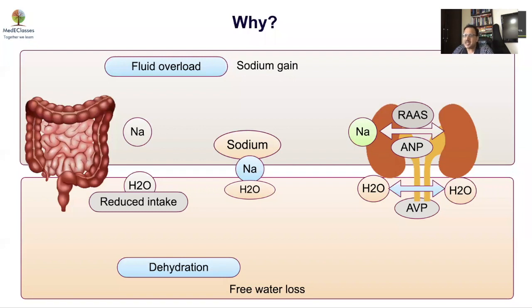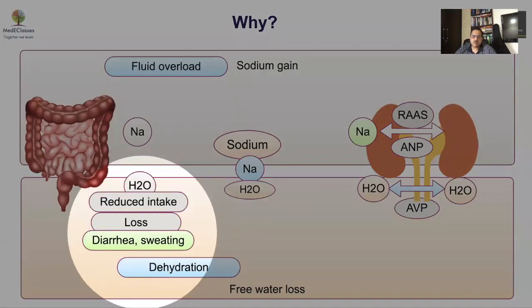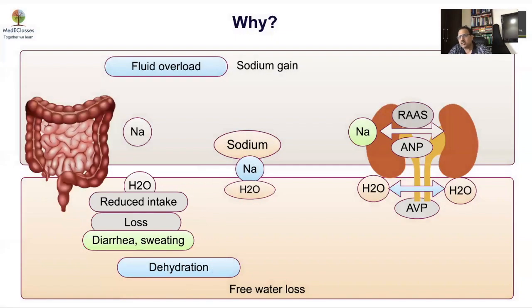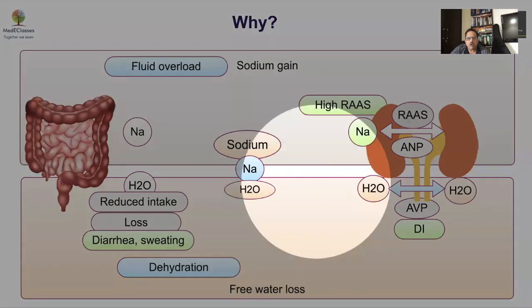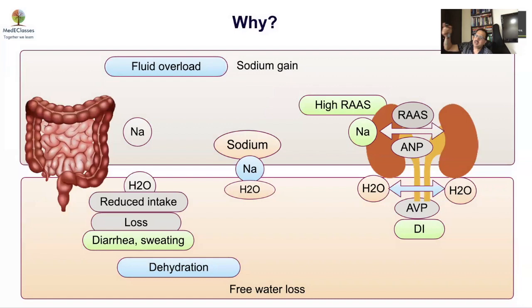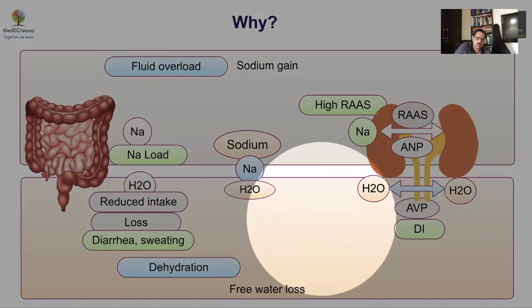So it can be reduced intake, extremely unlikely unless somebody's thirst center is gone. Diarrhea and sweating in some newborns can be there, or what we call breast milk hypernatremia, in which the amount of breast milk is very less and the patient becomes really dehydrated. Now, increased urinary loss can happen because of diabetes insipidus. High RAAS does not cause hypernatremia because ANP will then come in and push off the sodium. Sodium load is very rare. So we are mainly talking about free water loss, which is the major cause.